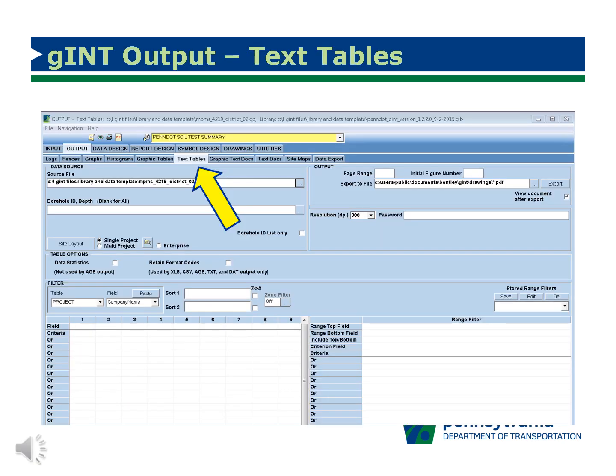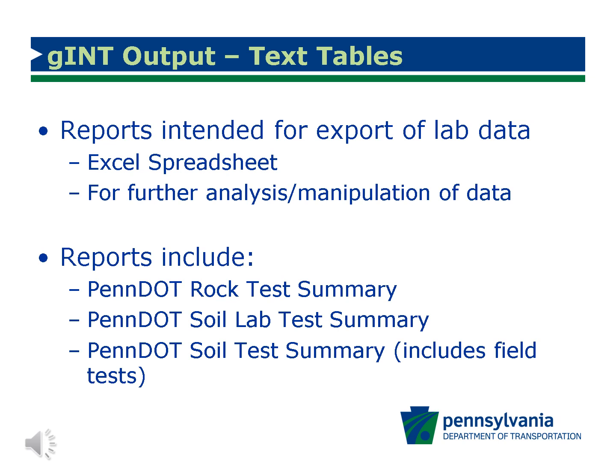This is a screenshot showing the Output Text Tables tab. The Output Text Tables tab has a few reports which are intended for export of soils and rock lab test data to an Excel spreadsheet for further analysis. Unless users are looking for trends in lab test results or to perform further calculations on lab test results, these reports will not be used.